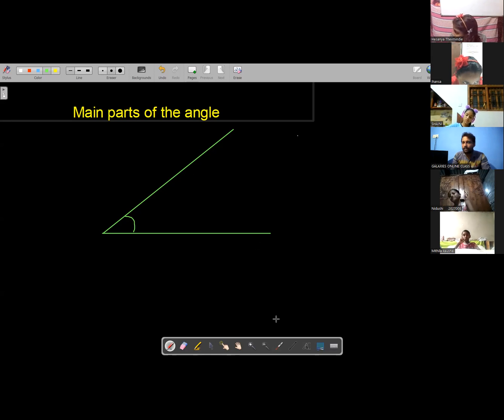Right. Now look at what are the main parts of the angle. There are two main parts we can identify in angles. What are the two main parts? Like that, straight lines and the meeting point. These straight lines, we can give a special name. Look at the special name of these straight lines. Okay, there are two straight lines.